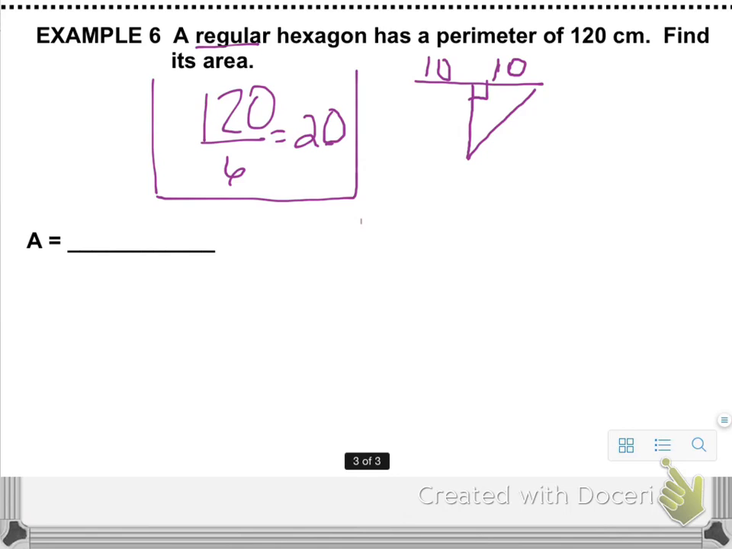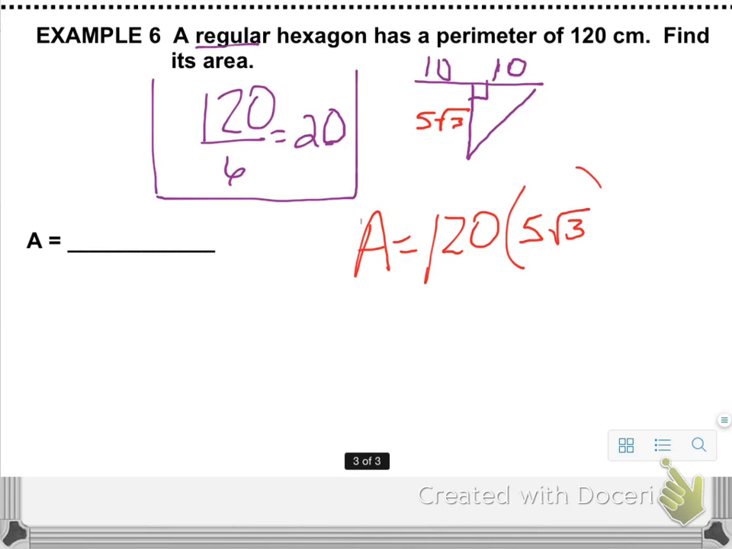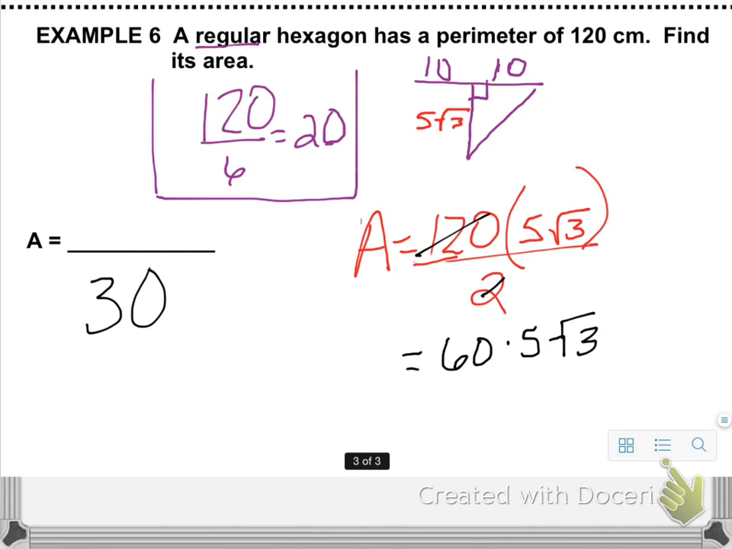Our apothem is the short leg times the square root of 3. So our apothem is 5 square root of 3, and our perimeter is 120. So to find the area, perimeter times apothem divided by 2. Okay, so I'm going to reduce those two first. So I'm left with 60 times 5 square roots of 3. 60 times 5 is 300. So our answer to this problem, I'm getting 300.